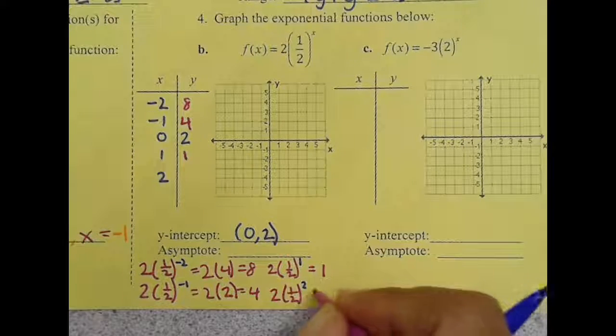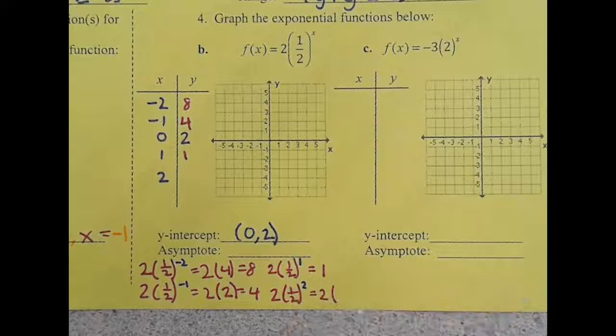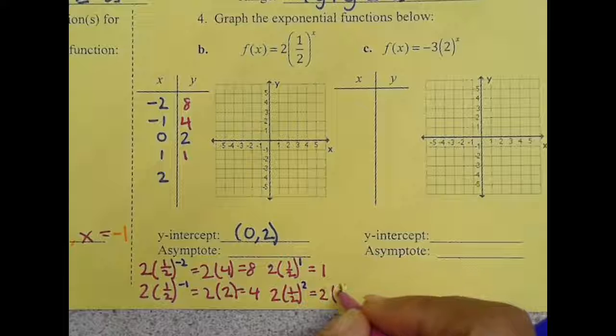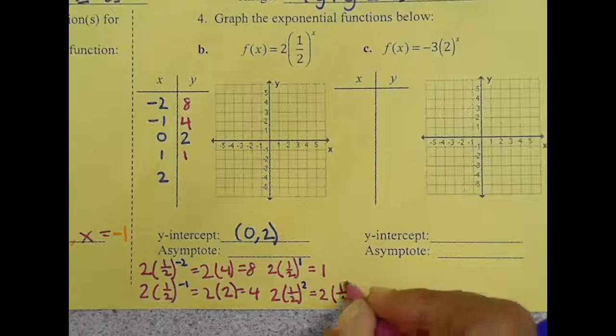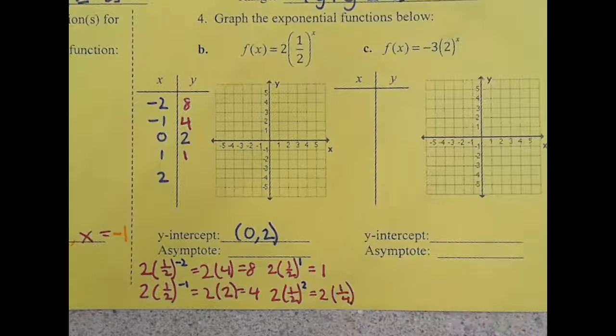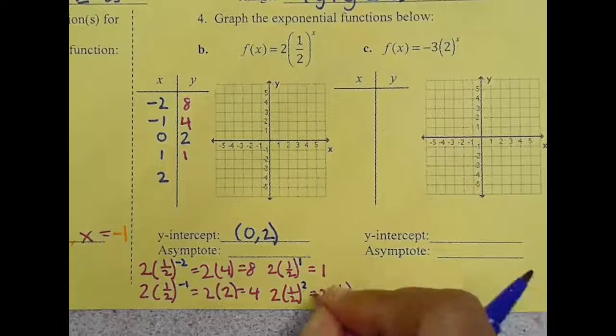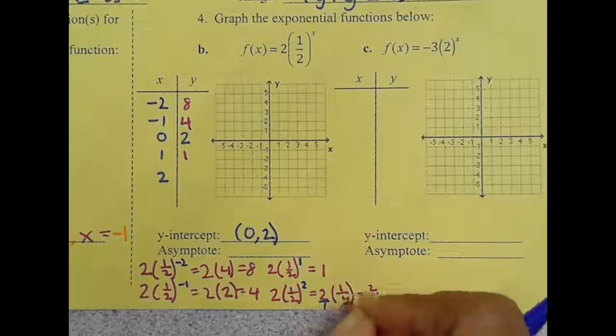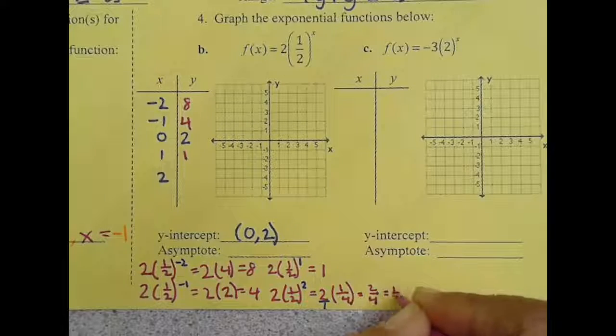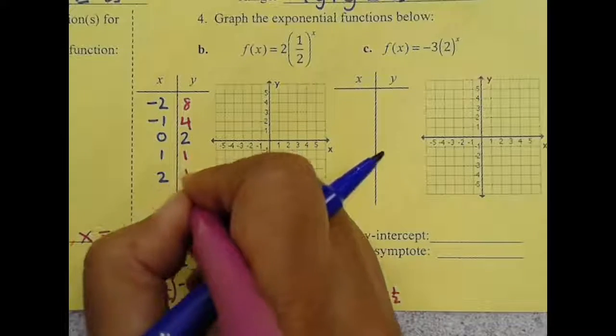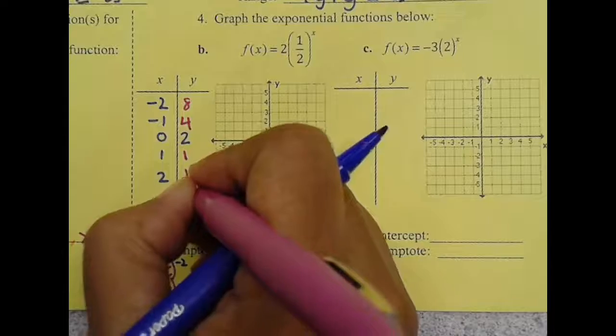And if you square the 1/2, it's like 1/2 times 1/2. Always do exponents first. 1 times 1 is on top, and 2 times 2 is on the bottom. Keep in mind you can make this 2 into a fraction by going over 1. Multiply across the top, across the bottom, and reduce. All right, so we have all of our values.